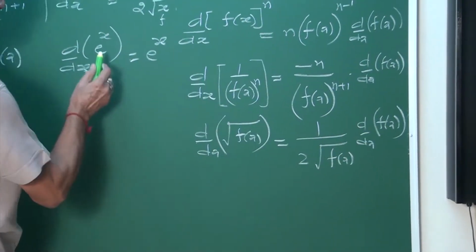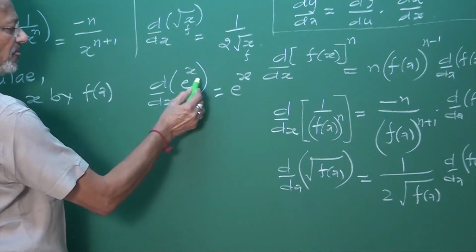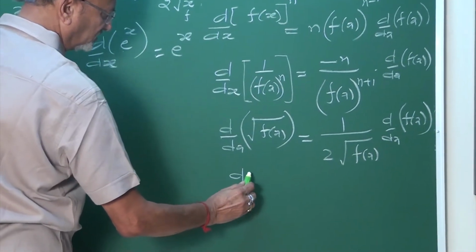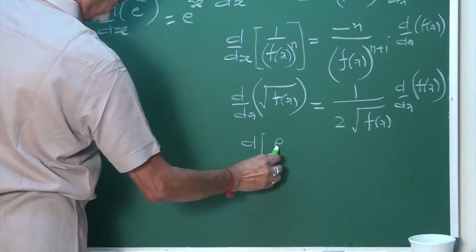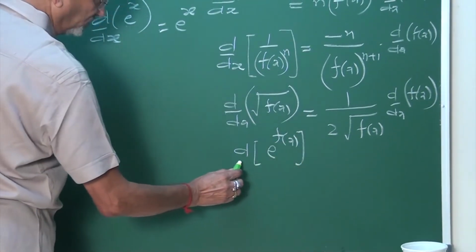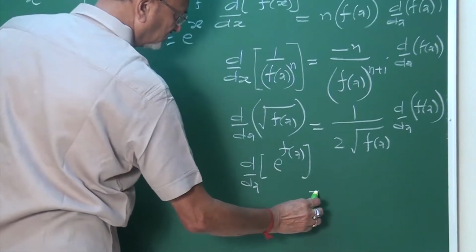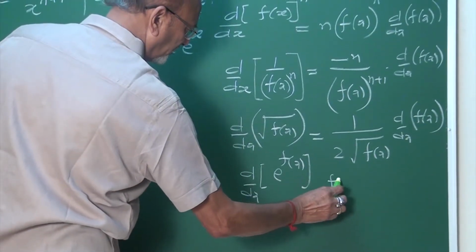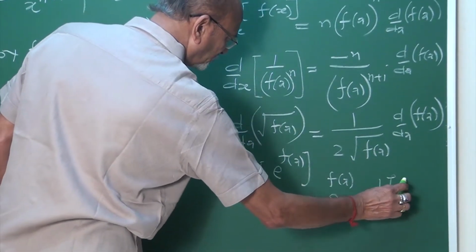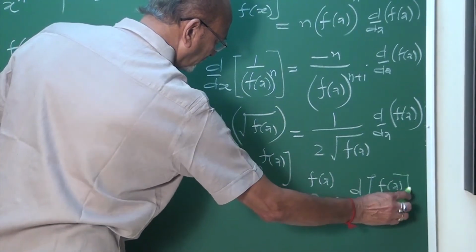Fourth one, replace. The derivative of e to the power x is e to the power x. Replace your x by f(x), other than x. This is the derivative of e to the power f(x) with respect to x. It is e to the power f(x), as the power is other than x. Other than x means you have to write its derivative. You have to write its derivative, my friend.